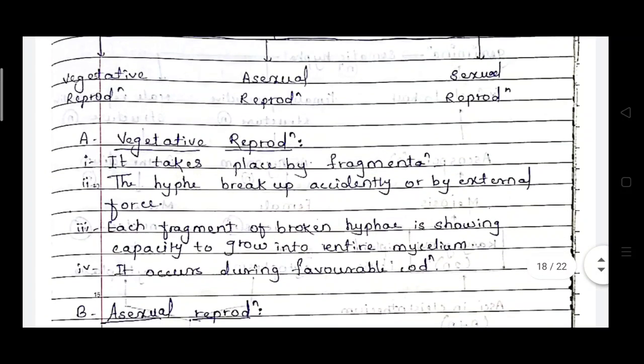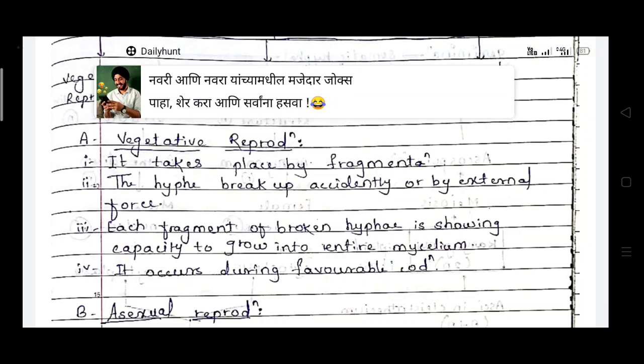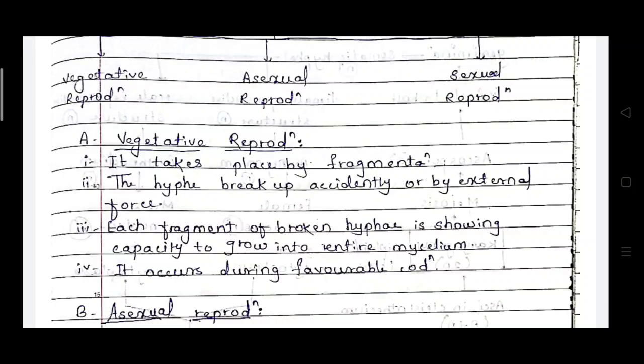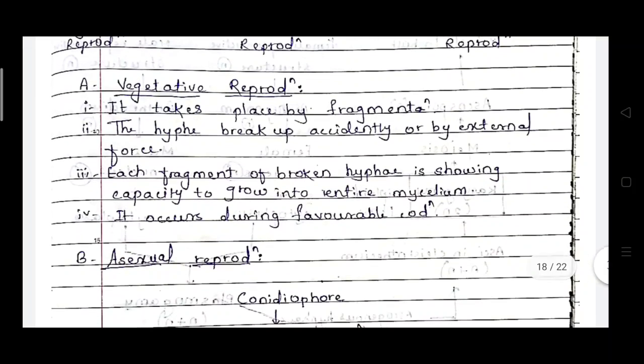In vegetative reproduction, it mostly takes place by fragmentation. That means the hyphae break up accidentally or by external forces. Each fragment of the broken hyphae grows as an entire mycelium, and this vegetative reproduction mostly takes place during favorable conditions.